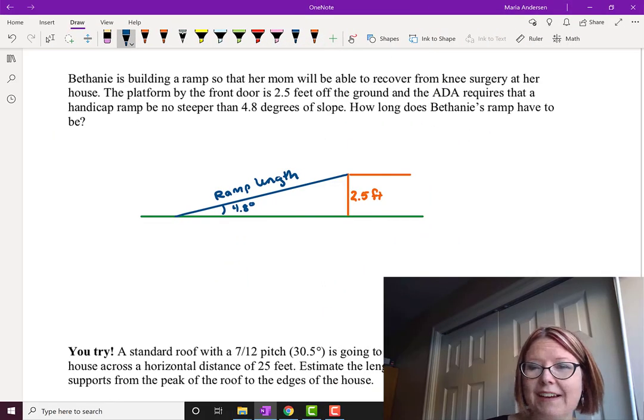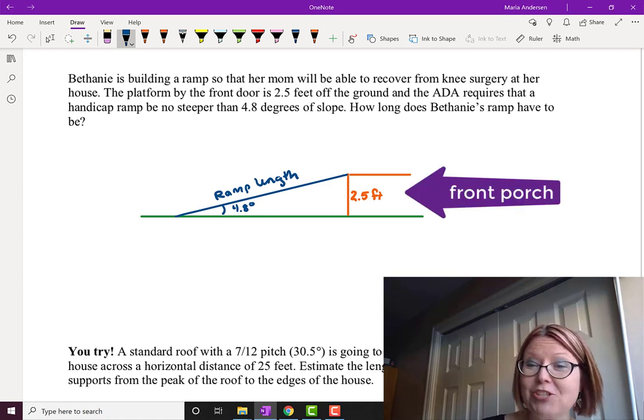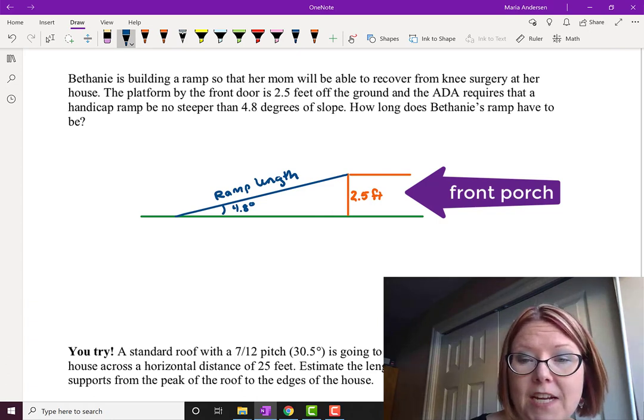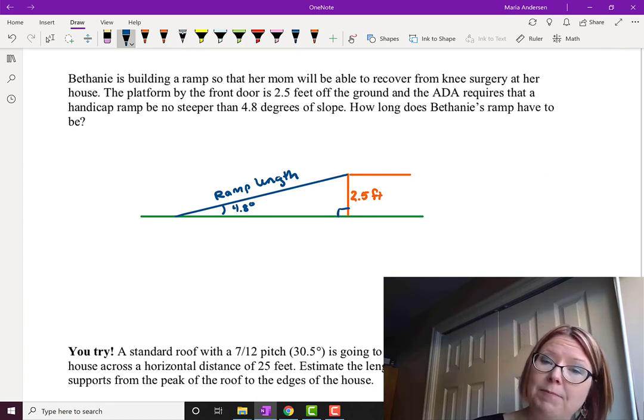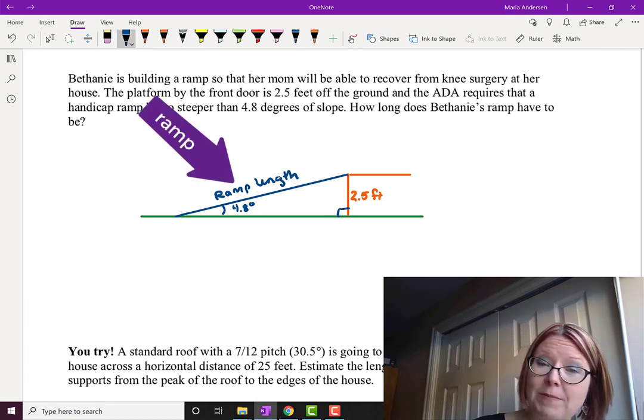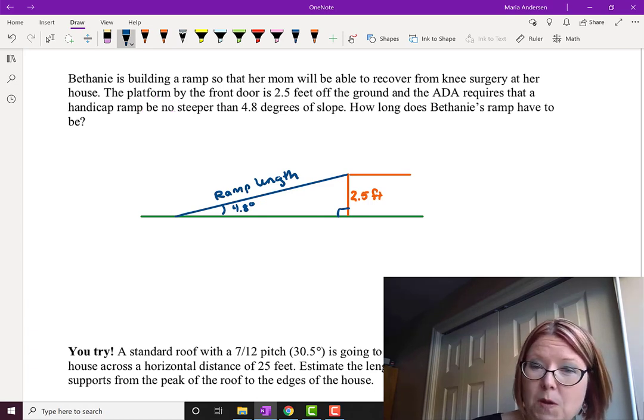Okay, we're back. I've drawn a little picture of my own. I have labeled the ground, a front porch platform which is 2.5 feet off the ground, and the 2.5 feet in height is perpendicular to the ground. And then I have a ramp coming off of that platform, and the ramp is a diagonal to the ground, so I've labeled that with ramp length, and the angle it makes with the ground has to be 4.8 degrees.